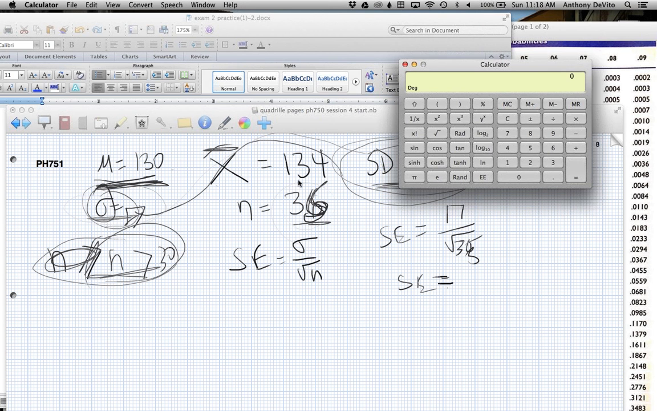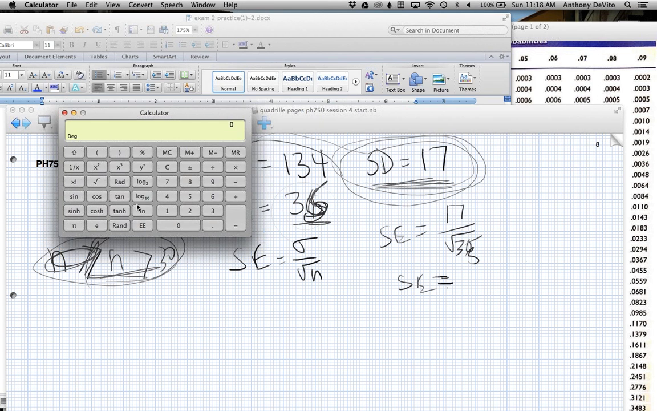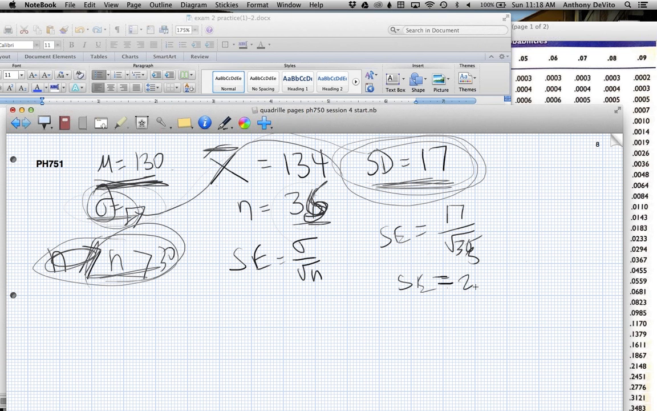Let me get my calculator out, and first I'm going to do the square root of 35. Square root of 35 is 5.9. And I'm going to divide that into 17. It comes out to 2.87. So I'm going to leave that at 2.87. 2.87 is our standard error. Everybody got with me there, right? 2.87.